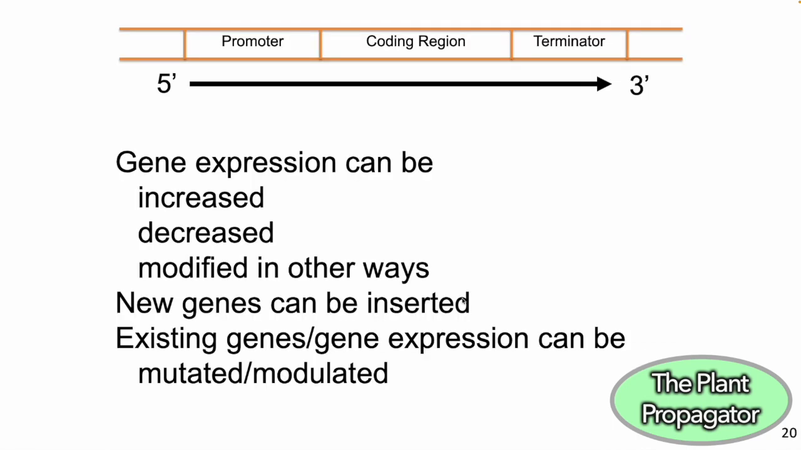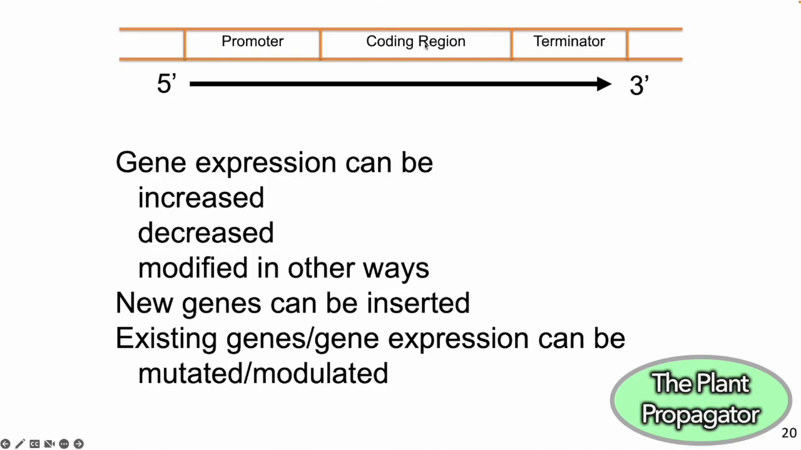So through gene manipulation, gene expression can be increased, decreased, or modified in certain ways. You can insert whole new genes using transformation or transgenic approaches, and we'll have much more detail on that later. But the exciting thing is that through genome editing, you can take existing genes and modify or mutate them to modulate native gene expression, and that's exciting.